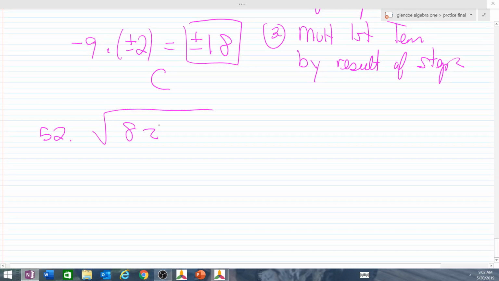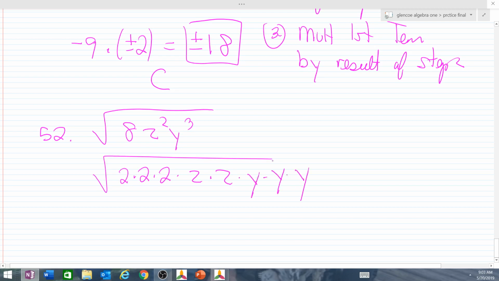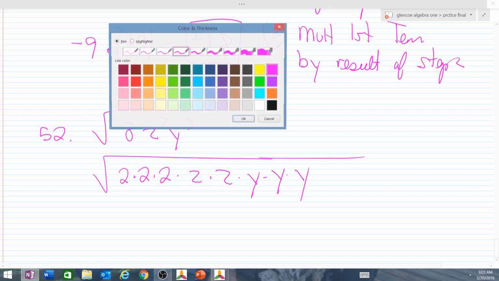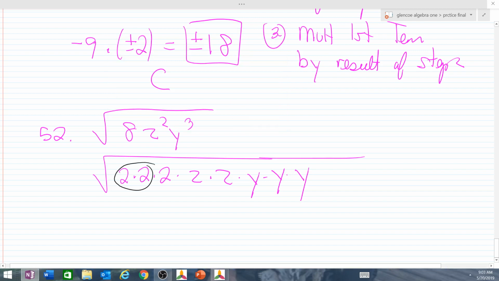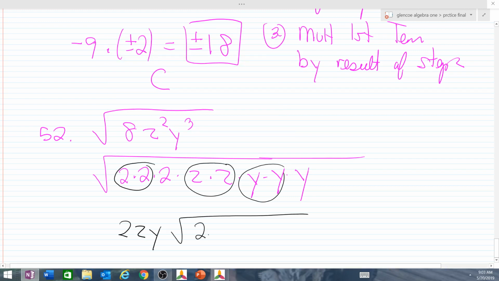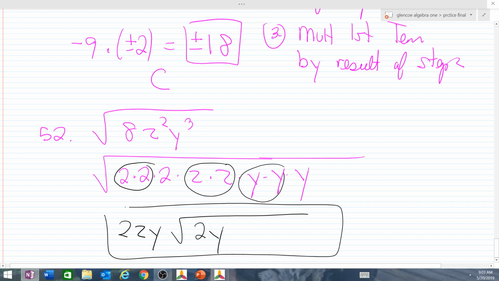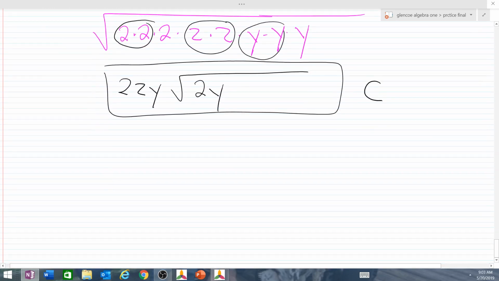Simplify the square root of 8z squared y cubed. Go ahead and prime factor, which would be 2 times 2 times 2 times z times z times y times y times y. We're looking for pairs. So a 2, a z, and a y come out, which leaves me a 2 and a y under the radical. 2zy radical 2y, which is choice C. Sorry. Yes?